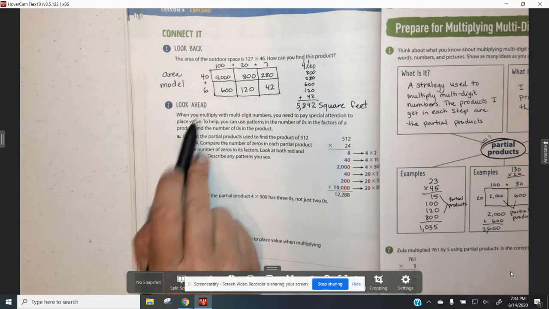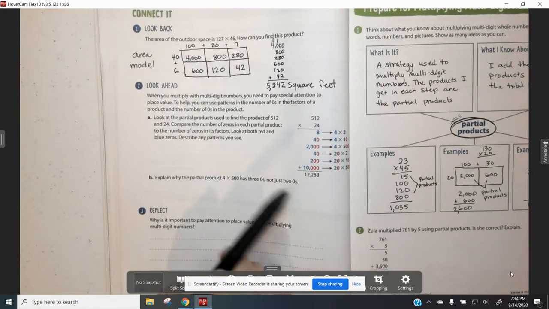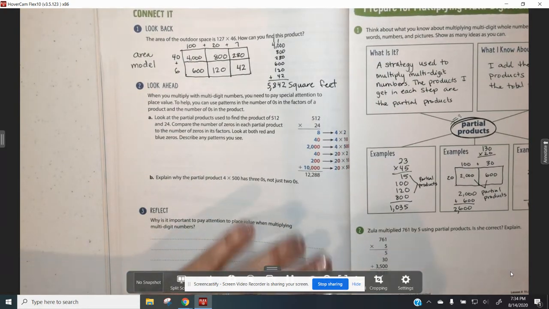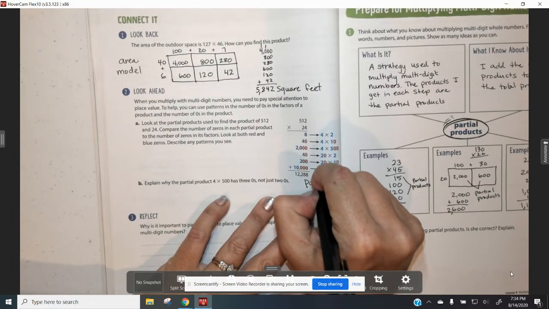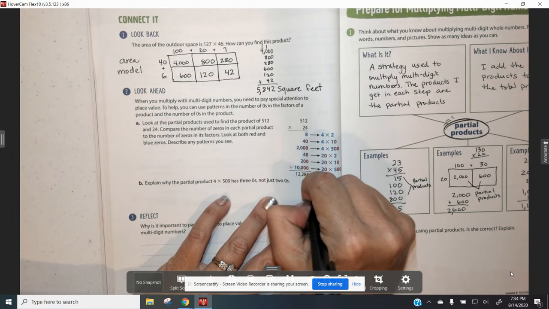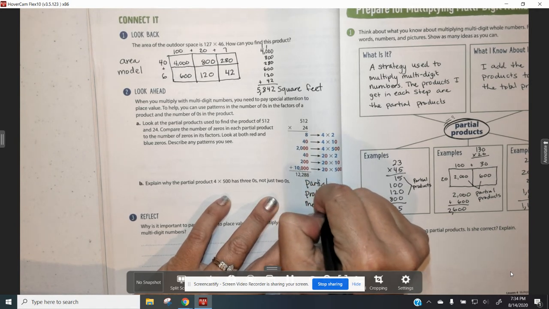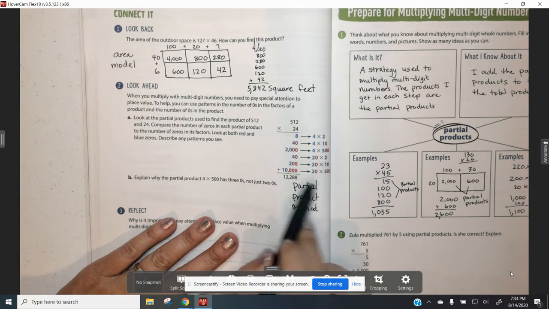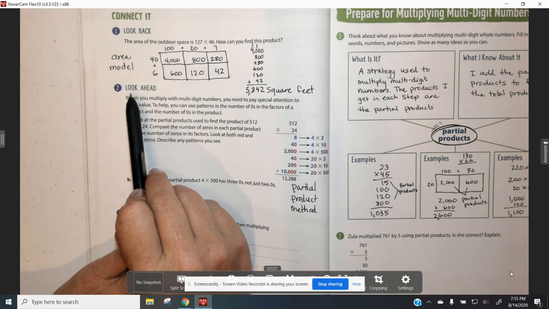Now, when we're looking ahead at what we're going to be doing over the next couple of days, we're also going to learn a different method. This method down here is called the partial product method. Now, we're not going to learn how to do it today, but we are going to talk a little bit about it. So let's go ahead and look ahead.